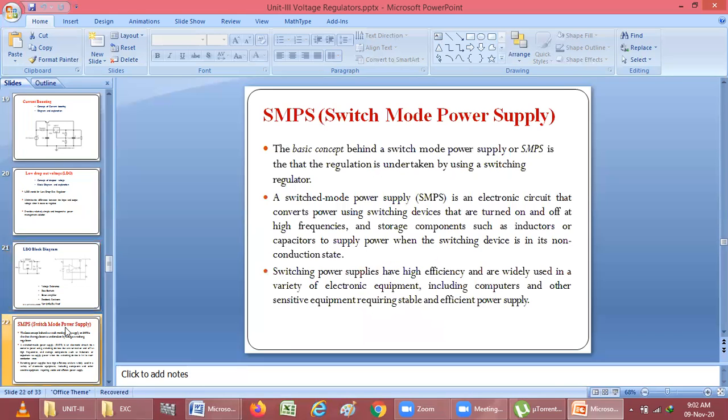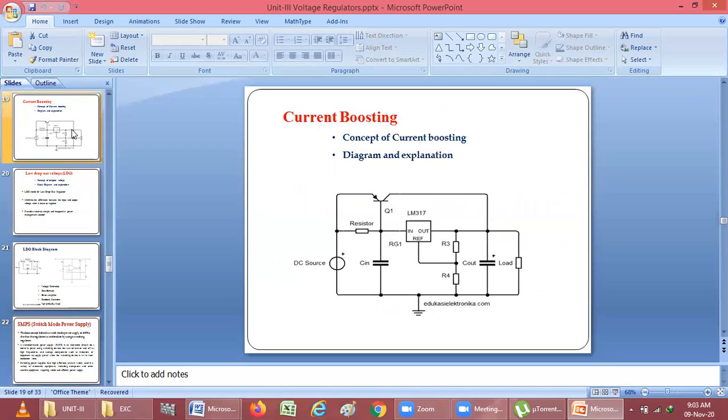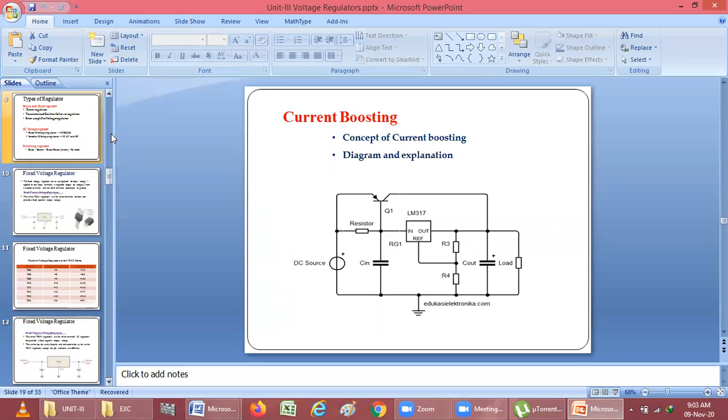So here we have to see switch mode power supply. In our day-to-day life, we are using switches. The basic concept behind the switch mode power supply is that we will negate the regulation by using the switching mechanism, because here we have to see current boosting.